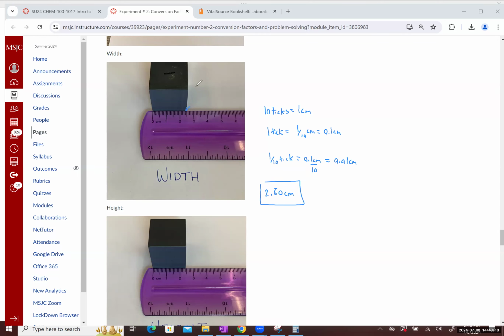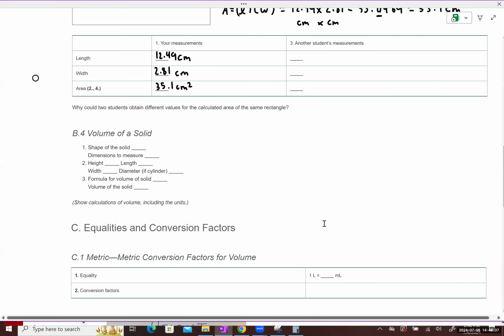Pretty much right on the line, so we could report the width as 2.50 centimeters. This makes sense. A cube has the same length, width, and height. Okay, so let's transfer that measurement now into our lab notebook. So for the shape of the solid, it's cube.